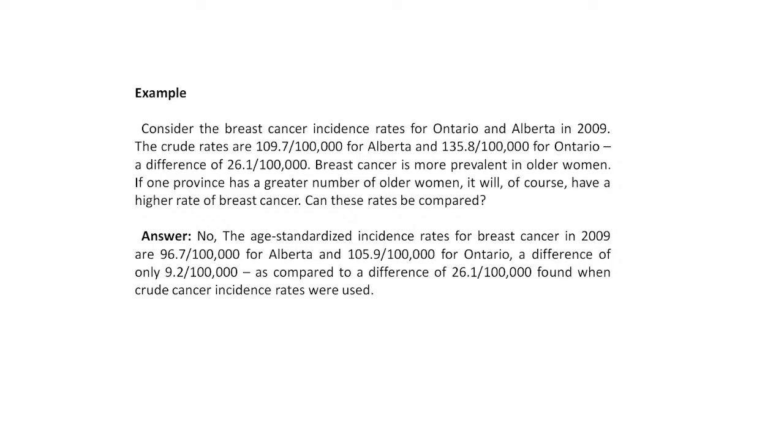Example. Consider the breast cancer incidence rates for different provinces, Ontario and Alberta. The crude rates are 109.7 to 1,000 for Alberta and 135.8 to 1,000 for Ontario, a difference of 26.1 to 1,000.